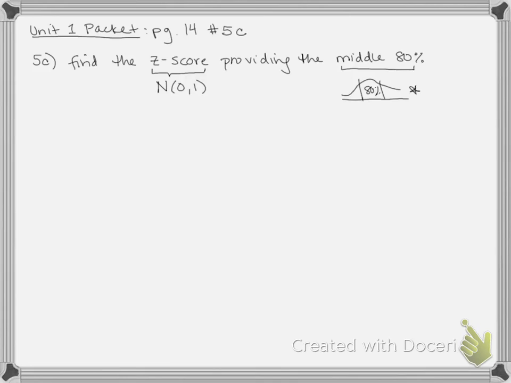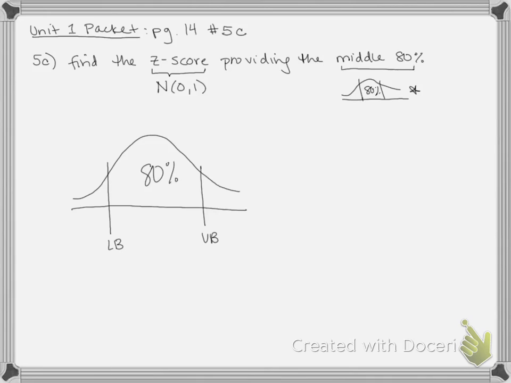So I'm going to redraw that image, but in much more detail below. So we're going to try to figure out z-scores that split the middle 80. So let's go ahead and graph that. It doesn't need to be drawn to scale, but let's say there's 80% in the middle, and then I have a lower bound and an upper bound. That's going to split that 80%. Well, unfortunately, that means that we're going to have to do two inverse norms. We're going to have to compute the lower bound separately from the upper bound.